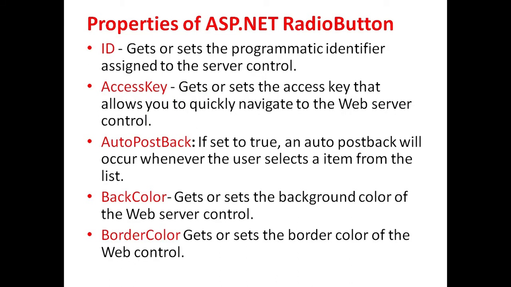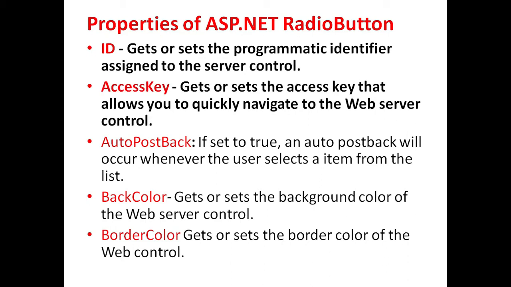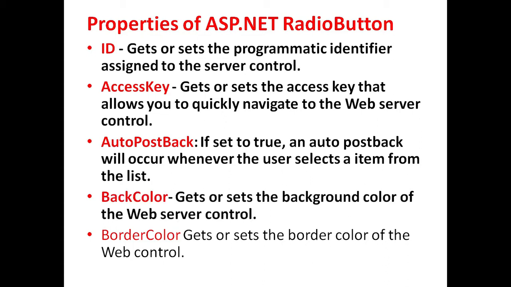Different properties of ASP.NET radio buttons are: ID, which is used to get or set the programmatic identifier assigned to the server control. AccessKey is used to get or set the access key that allows you to quickly navigate to the web server control. If the AutoPostBack property is set to true, an auto postback will occur whenever the user selects the item from the list. BackColor property is used to get or set the background color of the web server control.